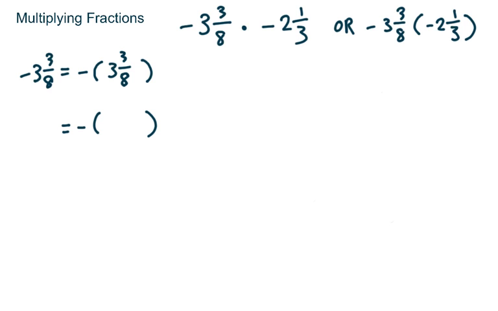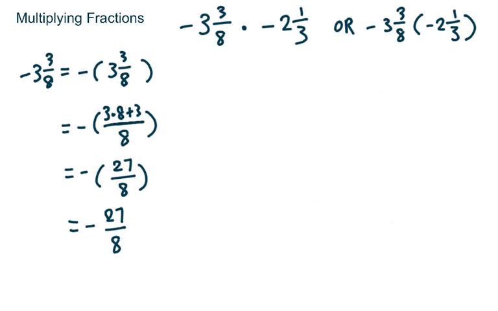Now, what is 3 and 3/8 as an improper fraction? You are going to keep the 8 as the denominator, and for the top, it will be 3 times 8 plus 3. And then you just need to simplify the numerator. So 3 times 8 is 24, 24 plus 3 is 27. So it's negative 27 over 8, which is equivalent to negative 3 and 3/8.